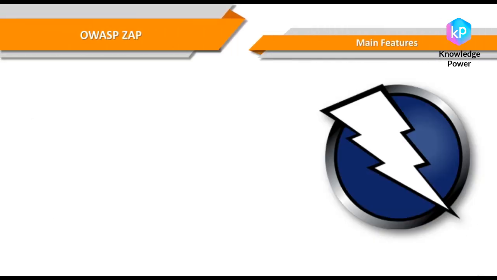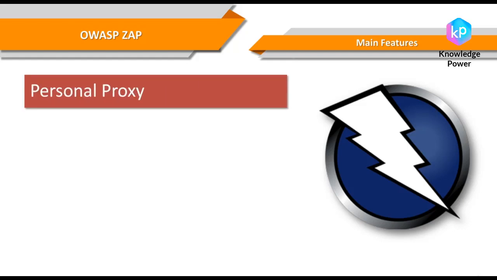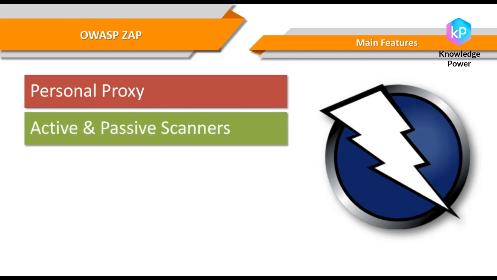ZAP provides the essentials that you'll need for testing web applications. First of all, it's a personal proxy to intercept and tamper with the HTTP and HTTPS traffic between the browser and the server. It provides both active and passive scanners. The passive scanner just examines the requests and responses, and it can detect certain types of vulnerabilities just on that basis. It runs all the time you use ZAP, and it's safe to use on any site as it does not perform any attack itself.